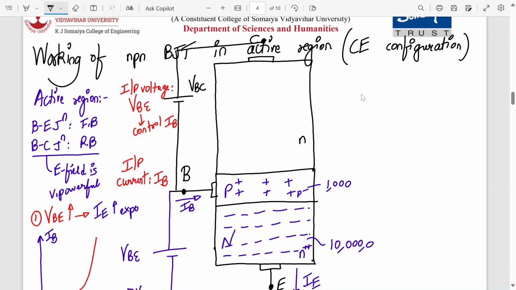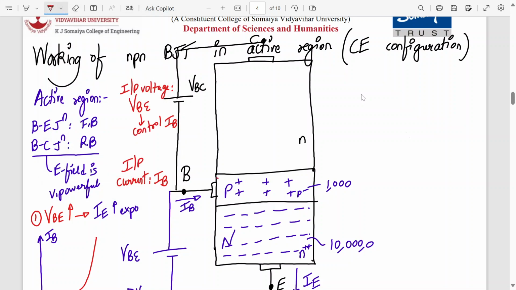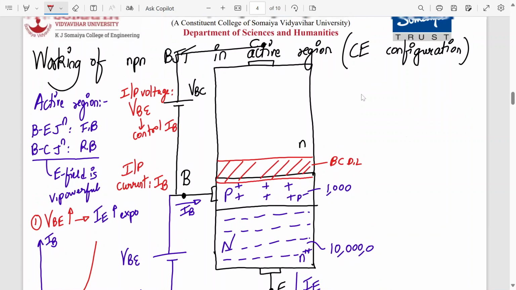Now what will happen? Can you tell me? Will there be a depletion layer formed over here? Yes. This will be lesser on this side, more on this side. So this is the base-collector depletion layer. That depletion layer will go on increasing. That's fine, but what else will happen? Tell me. Where will these electrons go when they have come over here in the base? Can they return back to the emitter, or will they move forward to the collector region?